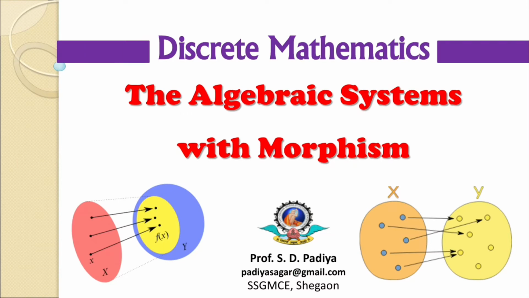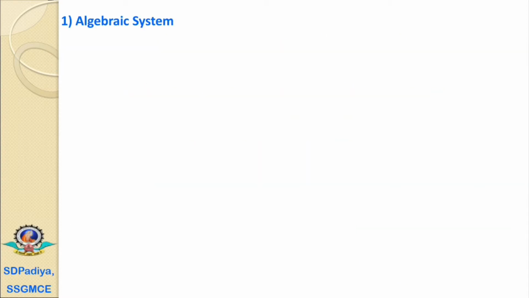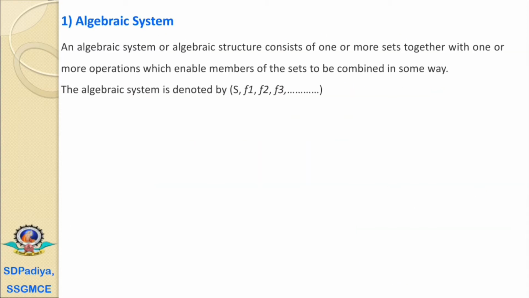Hello guys, in this video we'll learn about algebraic systems with morphism in discrete mathematics. An algebraic system or algebraic structure consists of one or more sets together with one or more operations which enable the members of the set to be combined in some way.